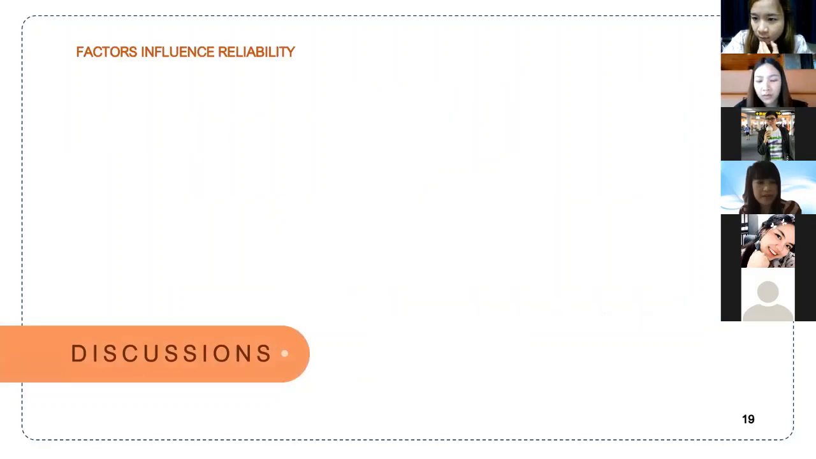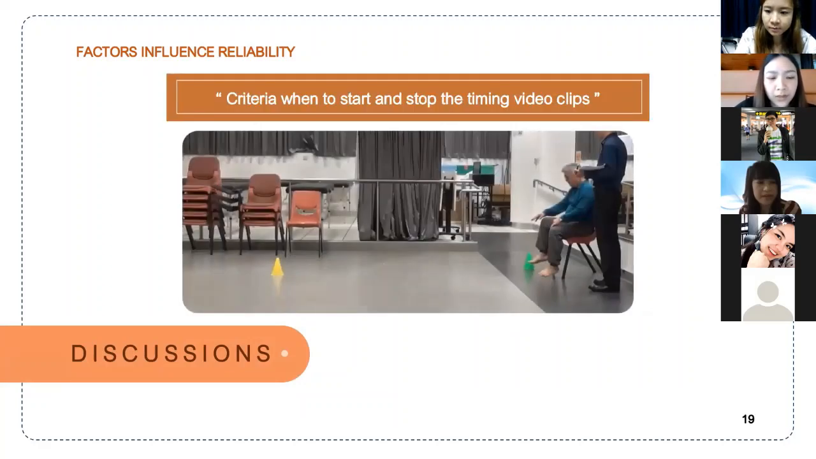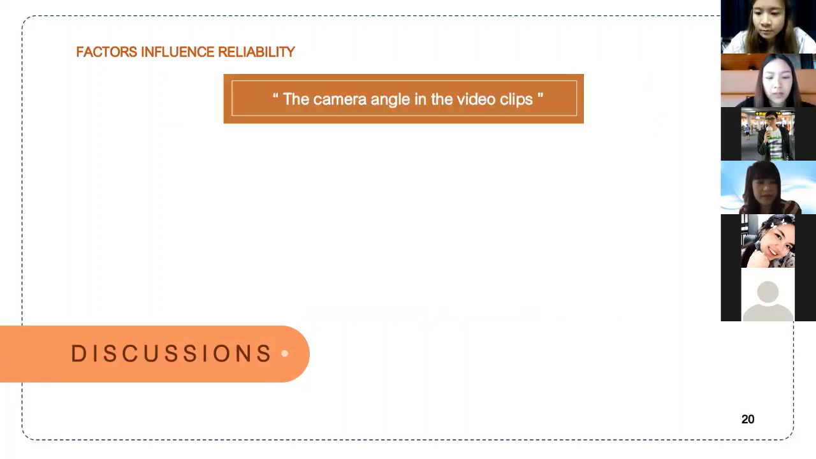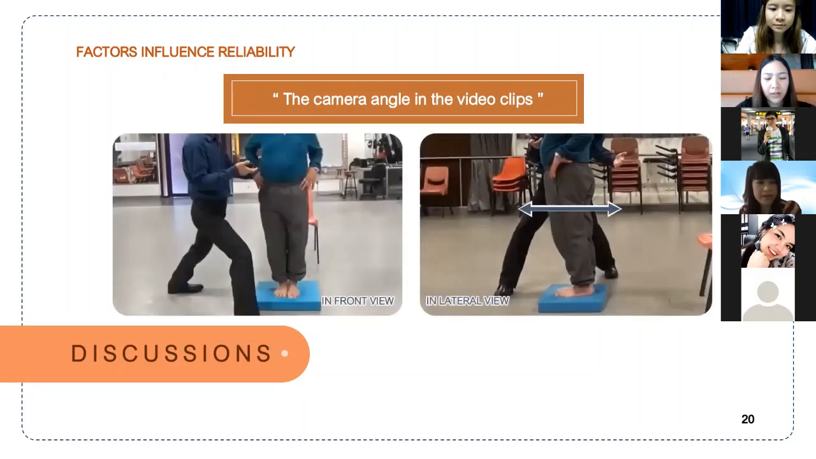When we considered the process of video clip scoring of patient performance, we found factors influencing the reliability of the S-BEST test. First factor, the criteria for when to start and stop the video need to be clear, especially for performance based on the time to complete the activity. The second factor, some activities need to be recorded from more than one point of view, for example, so that raters can score performance accurately.